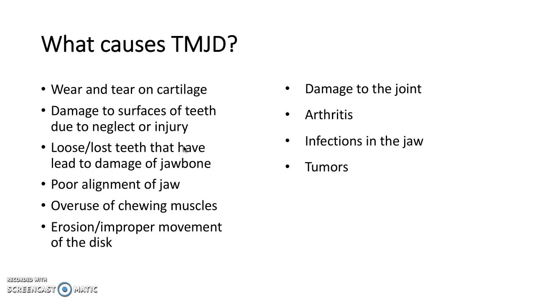There is erosion or improper movement of the articular disc that separates the mandibular head and mandibular fossa from touching each other. You can have damage to the joint, again from neglect or injury. You can develop arthritis in the joint. You can have infections in the jaw, and you can also have tumors.